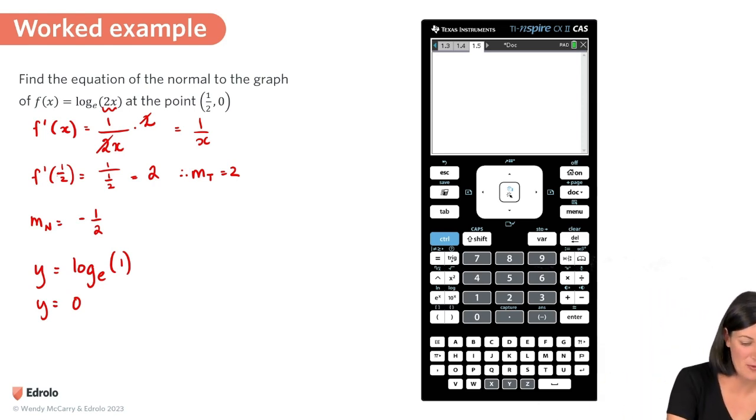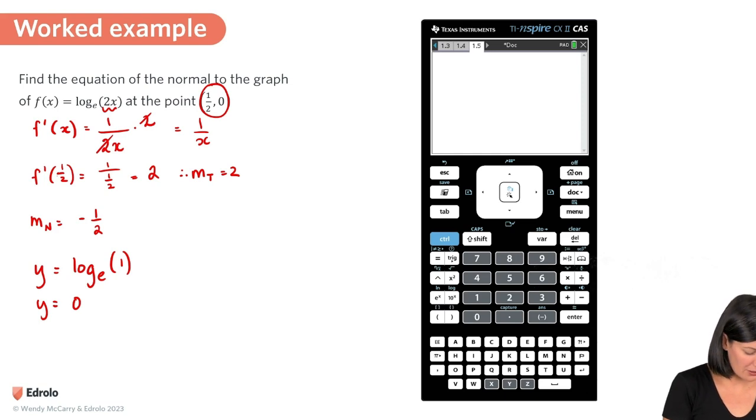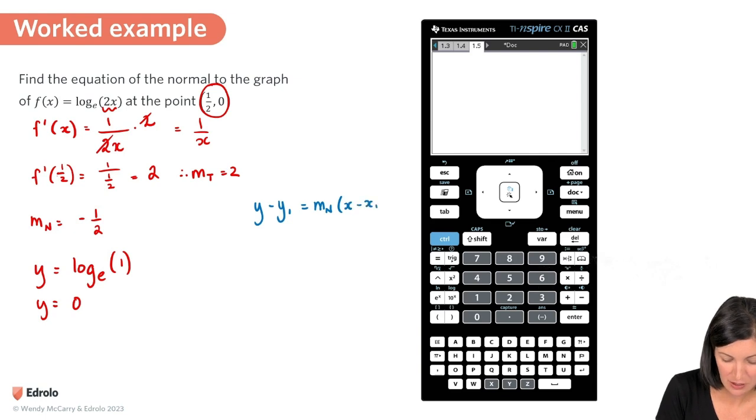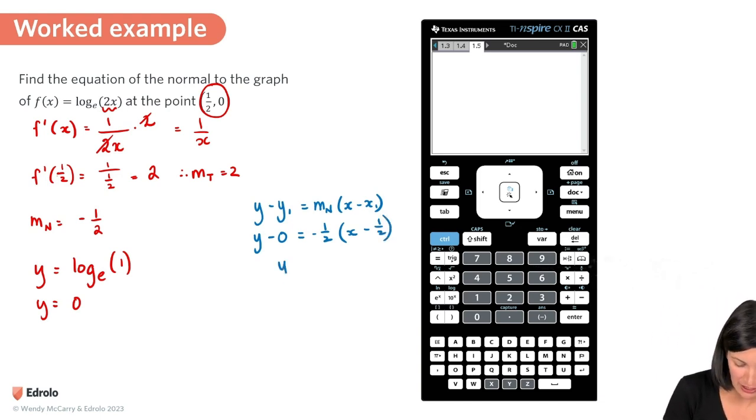Just remember to calculate the y coordinate. That's given to us in this one here. Now I can go on and find the equation of the line. So I'll just do it in a different color to keep things a bit clear. y minus y1 is equal to, now I need the gradient of the normal, x minus x1. Okay, so y minus 0 is equal to -1/2 times x minus 1/2. And if I wanted to simplify that a little bit, I could just write it as y is equal to -1/2 x plus 1/4.